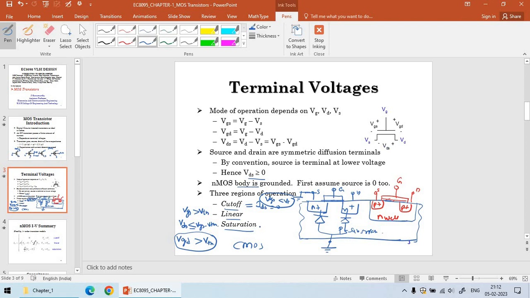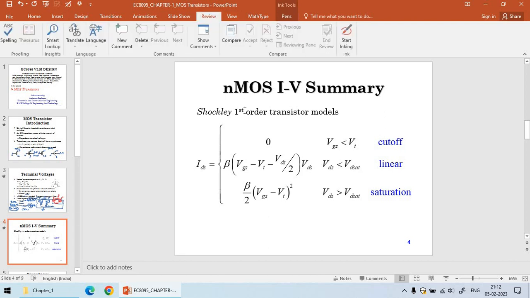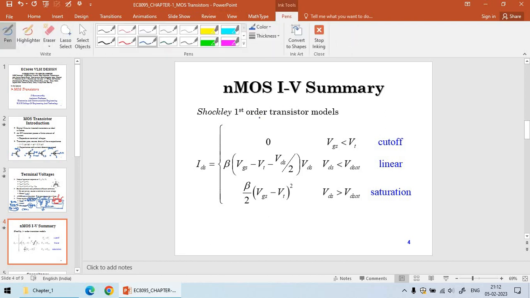If I want to make the device operate in saturation region, I should give VGD less than VTN. So my gate voltage is going to be lesser than drain voltage by a threshold voltage, so that my device is going to operate in saturation. So the overall summary is this, and this is the first order. First order in the sense we have biased the transistor to act in various regions, and we call this first order. And the name of the person is Shockley.